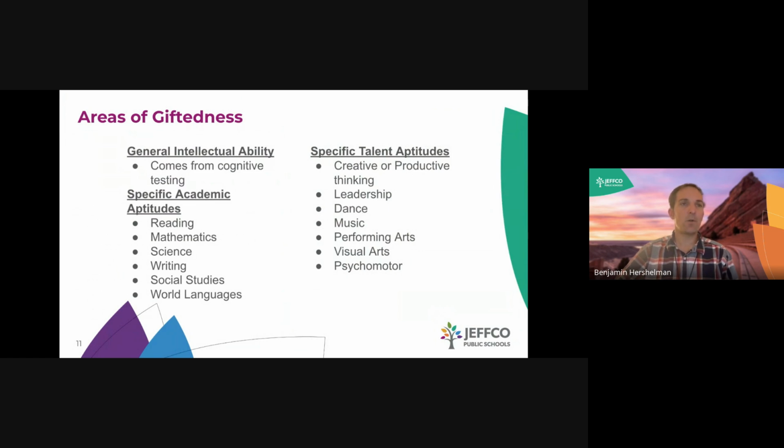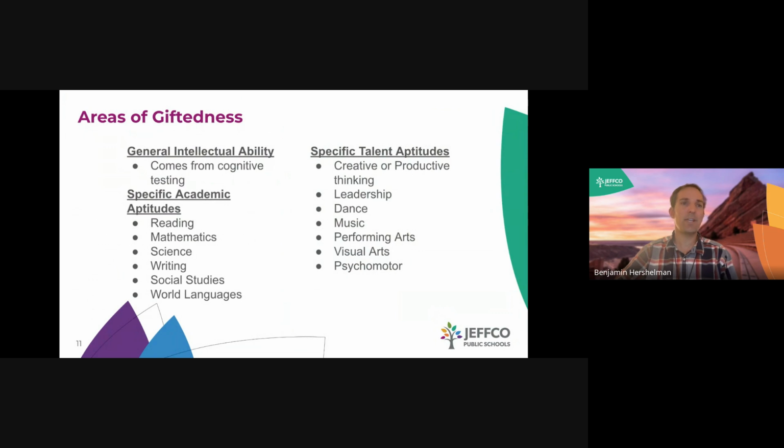The overwhelming majority of Jeffco students are identified in one or more of the strength areas on the left side of the slide. Students with a general intellectual ability strength area have scored in the 95th percentile or higher on a nationally normed cognitive test. The most common source of that in Jeffco schools is the Cognitive Abilities Test, or COGAT, which all Jeffco students currently take in 2nd grade as part of our state-mandated universal screening.